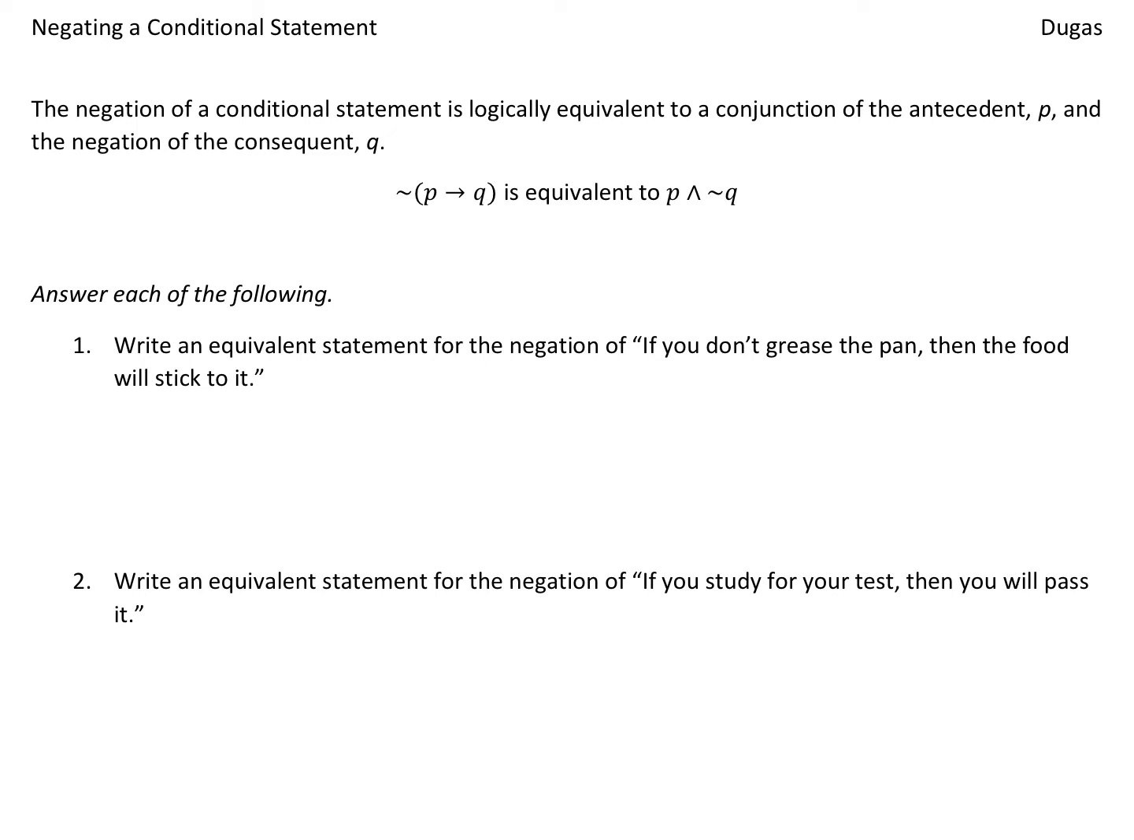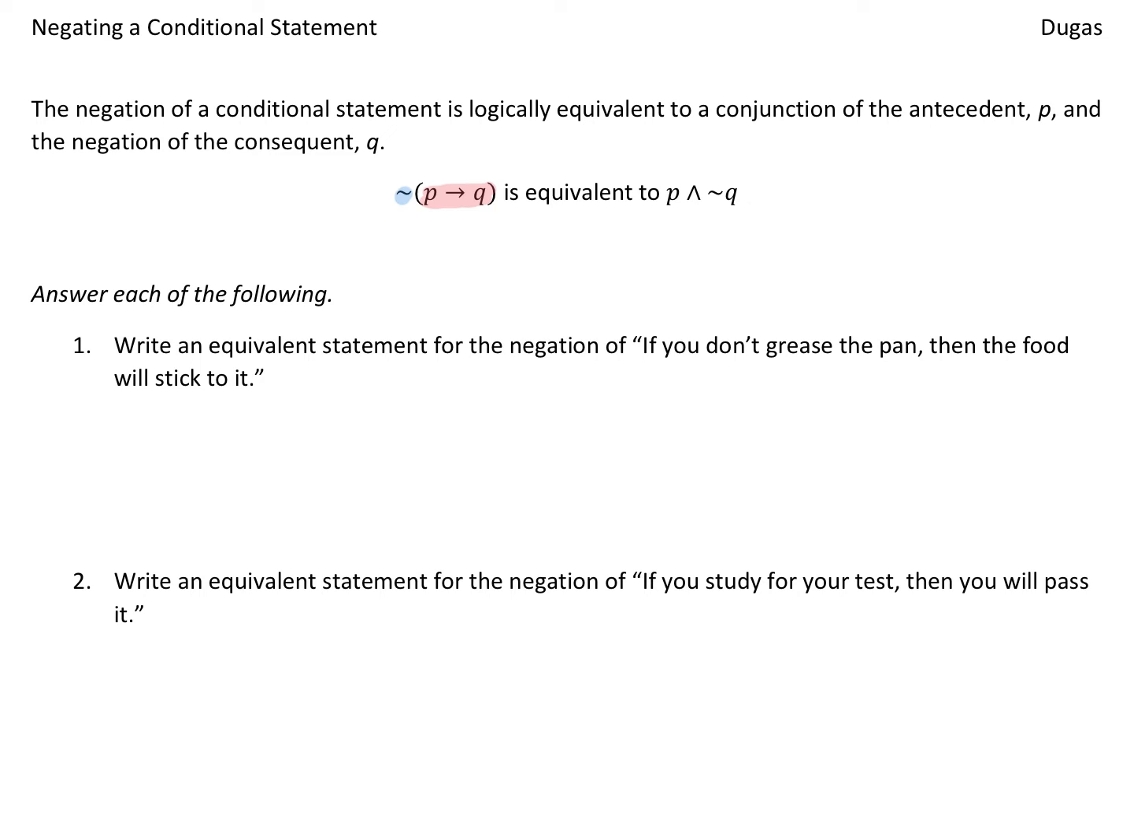So the negation of a conditional statement, remember a conditional statement is if P then Q. To negate that, it's equivalent to P and not Q. So if you're trying to negate a conditional statement, instead of thinking of it as negating the whole thing, you can simply negate the Q and connect it with an and. So P and not Q. So those are equivalent statements.